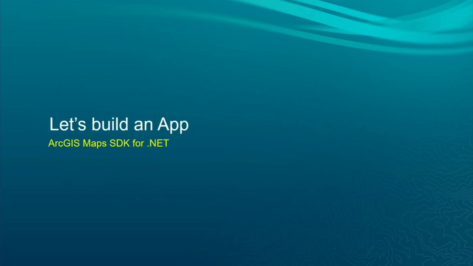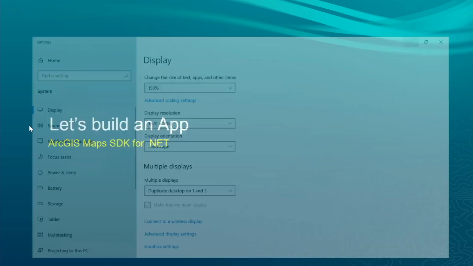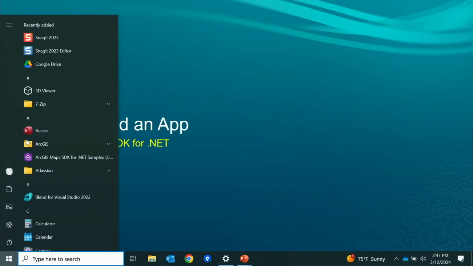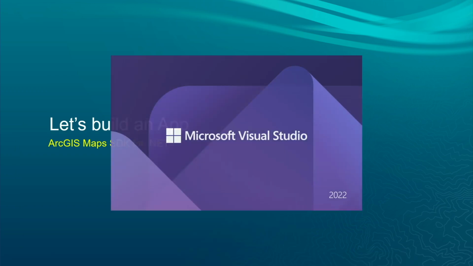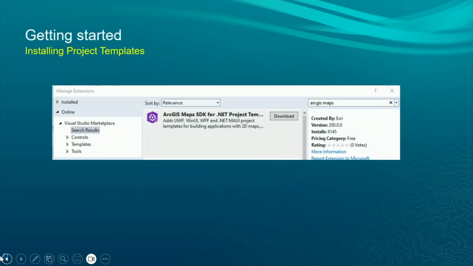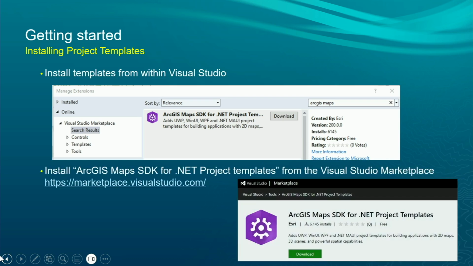All right, we've talked enough about the cool features, and I will quickly take you on a tour of how to build a new app from scratch using the SDK. While my Visual Studio is opening, to get started there are a couple of ways. You can install project templates from within Visual Studio using Extension Manager, or you can install project templates from the Visual Studio Marketplace.